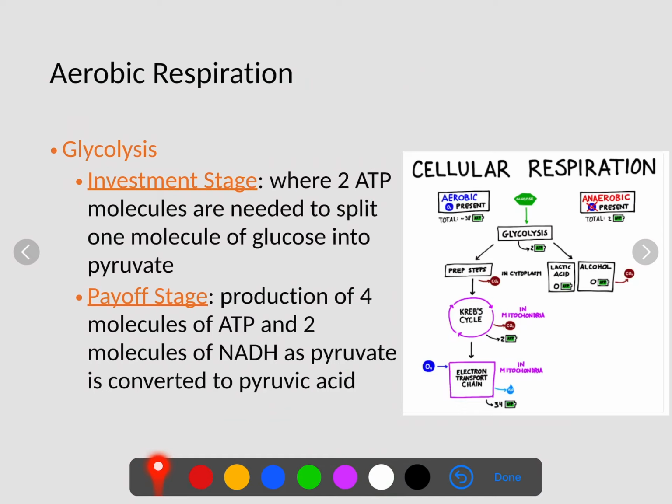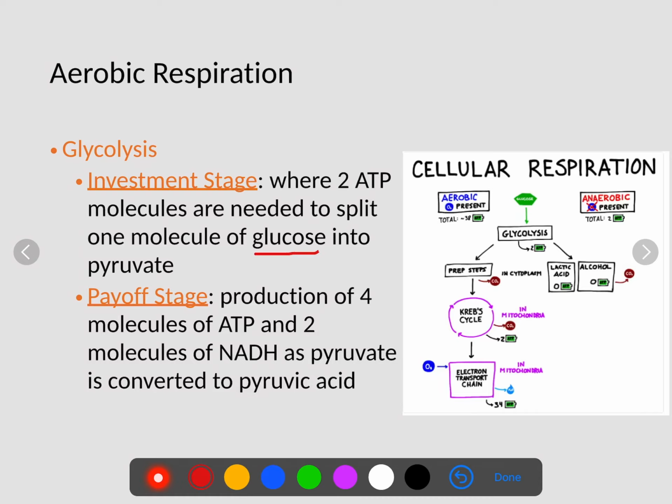So let's go through the steps of aerobic respiration. The first step that we have is glycolysis. Now, in glycolysis, we actually have 2 stages. We have what's known as the investment stage, and in the investment stage we have to input 2 molecules of ATP. And those 2 molecules of ATP are needed to split our glucose molecule into 2 3-carbon pyruvates. So these 2 pyruvates are then needed to go into the next step.